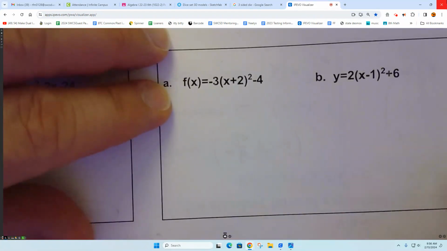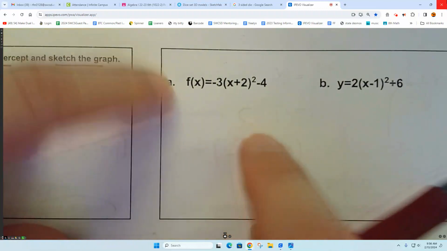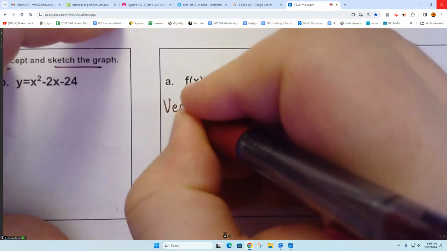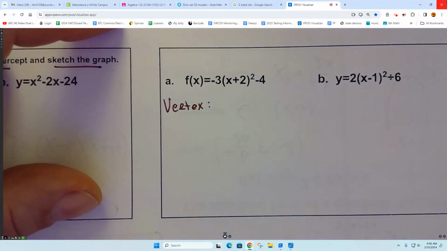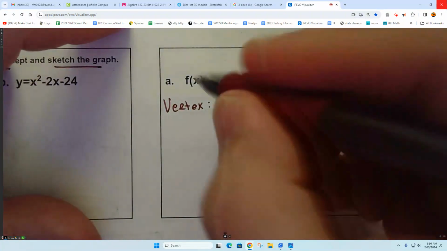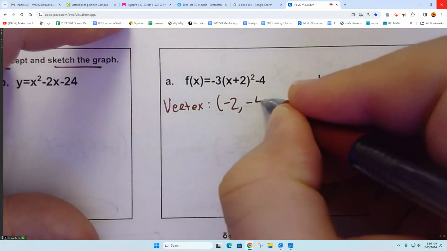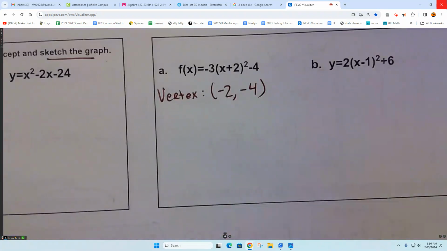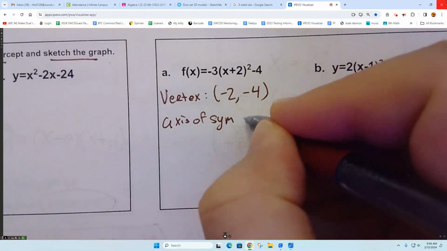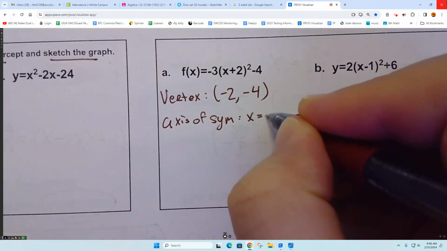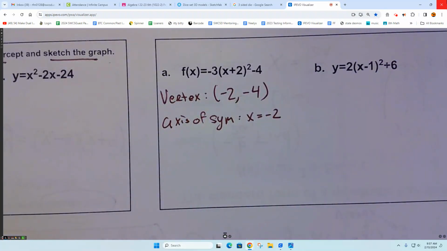We're going to run out of time, so we're going to jump to this one. I said the most important thing to find is the vertex. Once you have the vertex, everything else just kind of happens for you. What is the vertex of this one? Yeah, that's right, -2, -4. Good job. Then I can say my axis of symmetry is x equals -2. If I just said -2, that's implying a point. x equals -2 is implying a line.